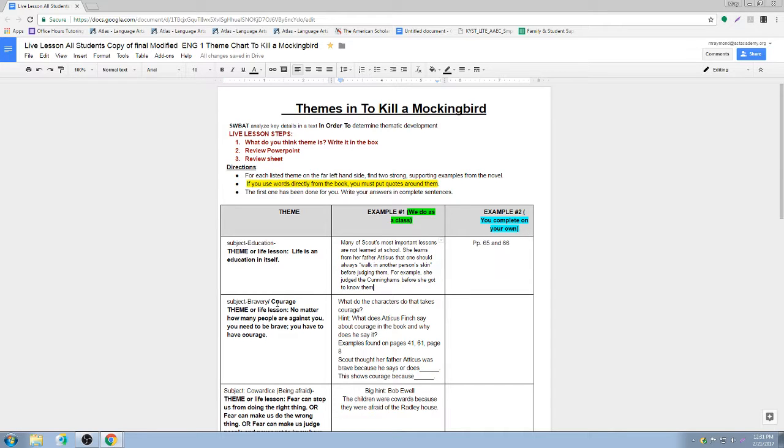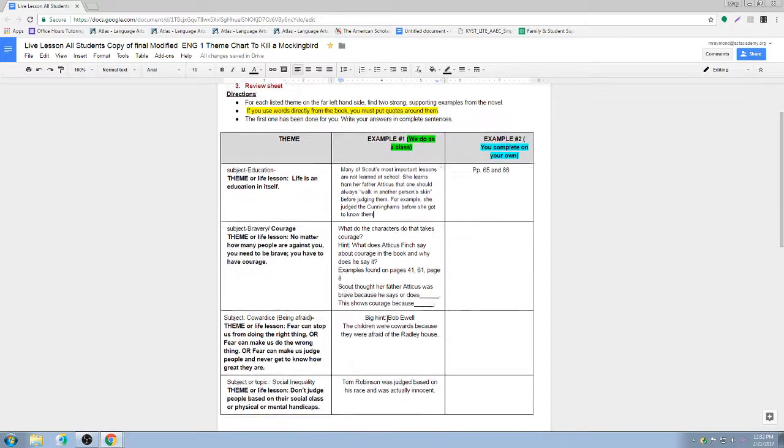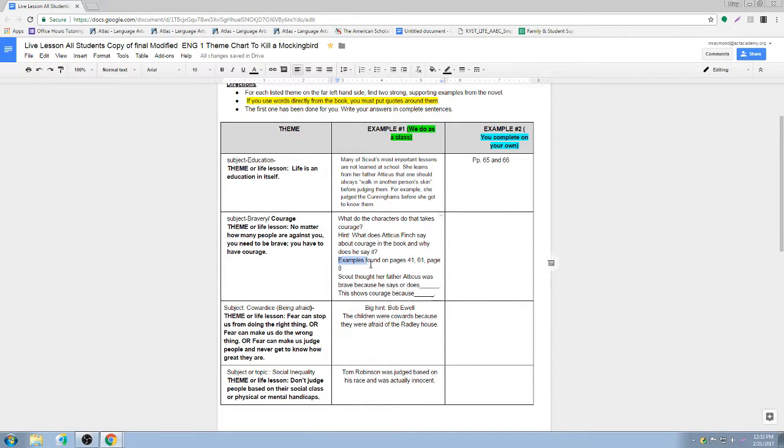Okay, courage. No matter how many people are against you, you need to have courage. All right, so here's some hints. Cowardice, being afraid. All right. Bob Ewell, here's one for you. I wrote it for you. The children were cowards because they were afraid of the Radley house. That's an example of this theme. Yes, you can use this.